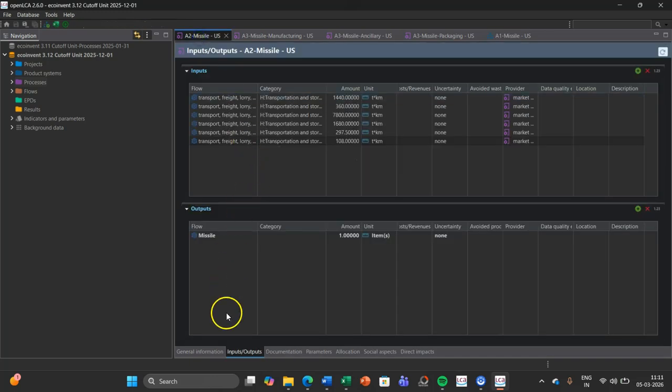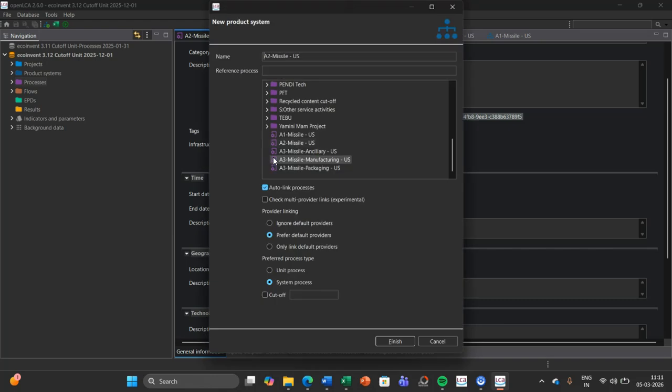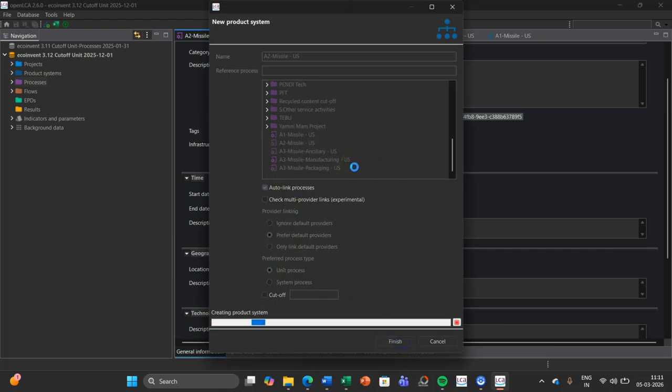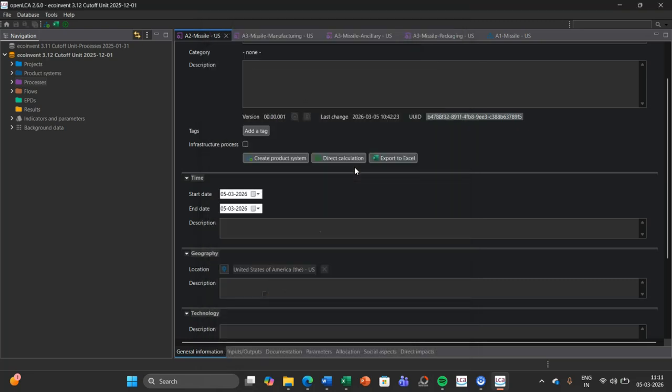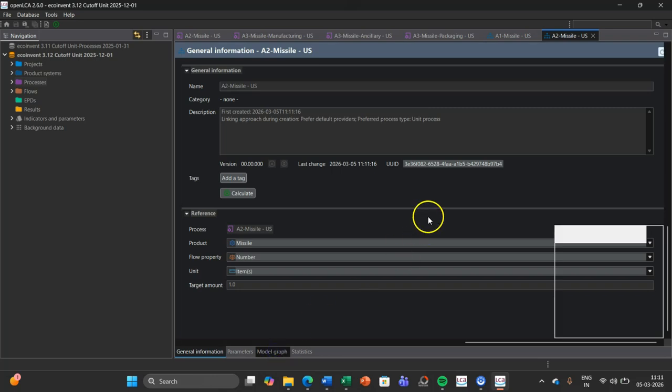Then A2 missile, which means the upstream transportation. Right. So the entire database is cut off unit process, so you don't need to worry about the preferred process type. It will always be unit process only. Yes, A2 is also done.